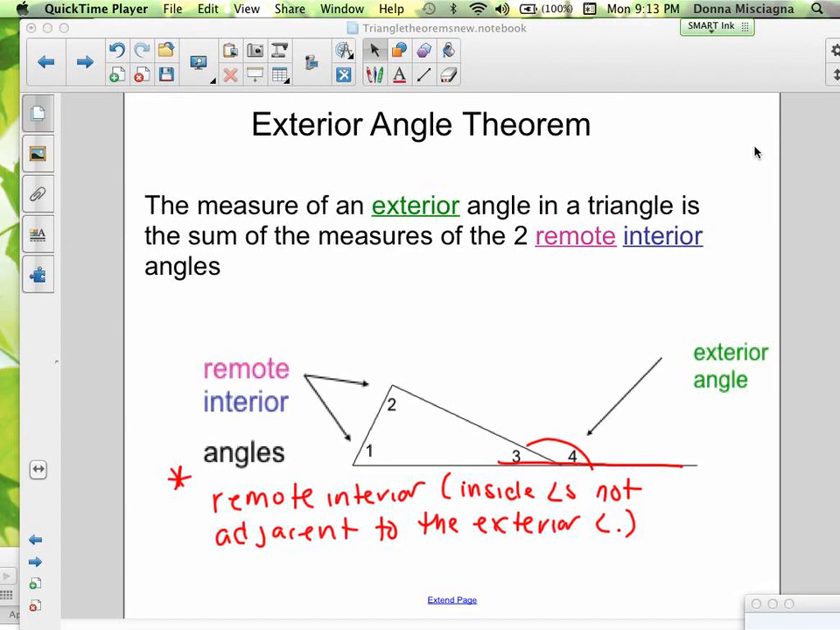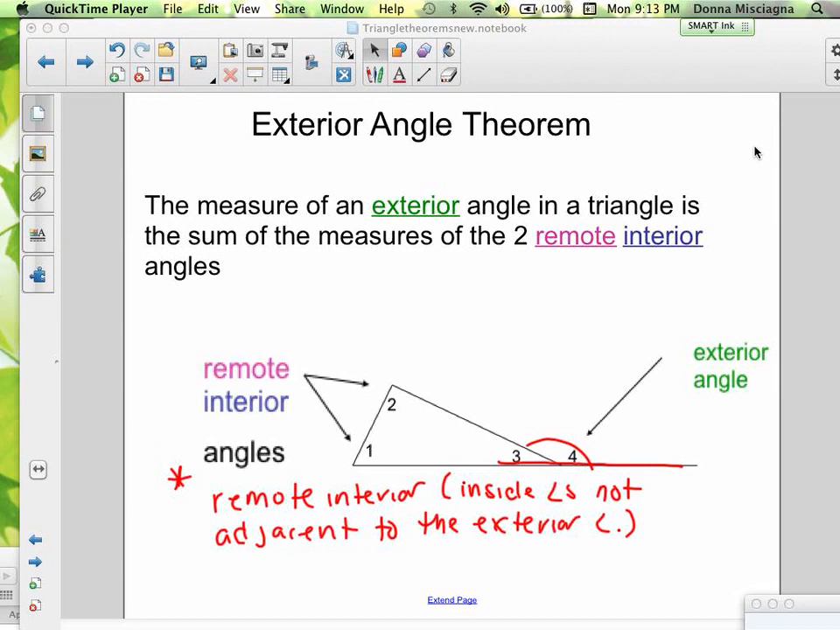So, exterior angle theorem: the measure of an exterior angle of a triangle is the sum of the measures of the two remote interior angles. And you're probably listening to that going, I don't understand. That's a lot of words, right? So let's break it down.